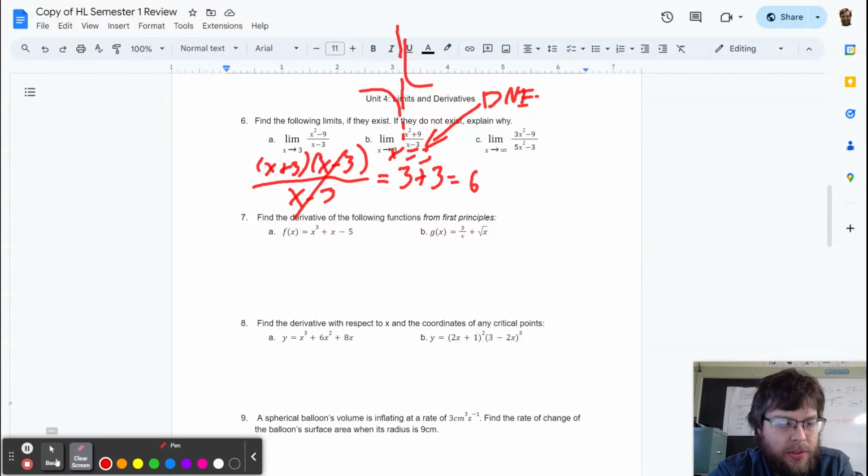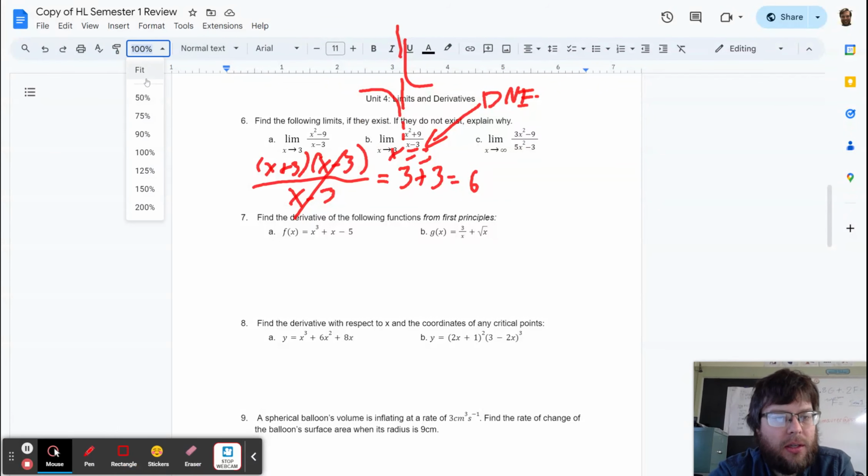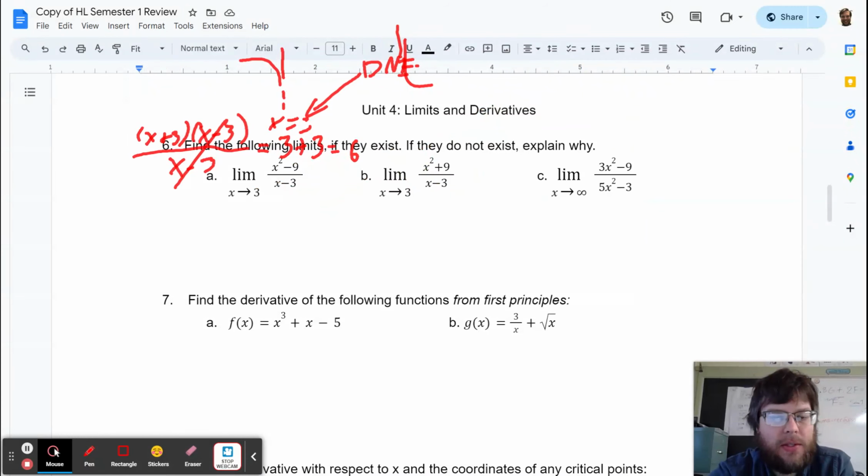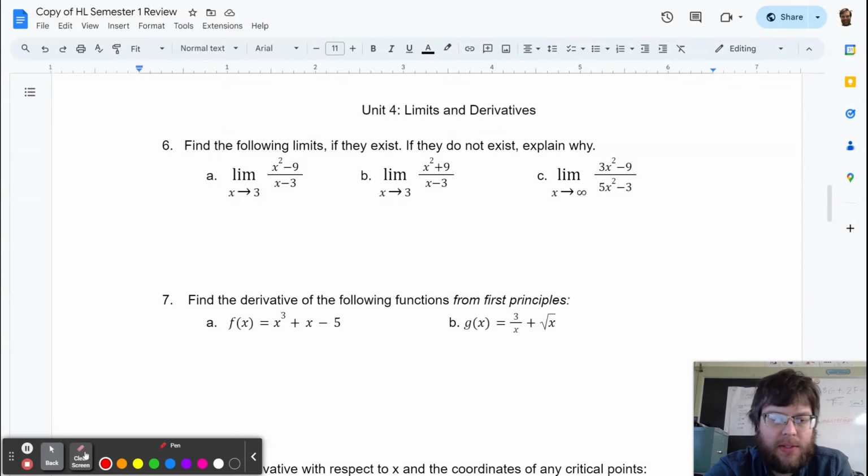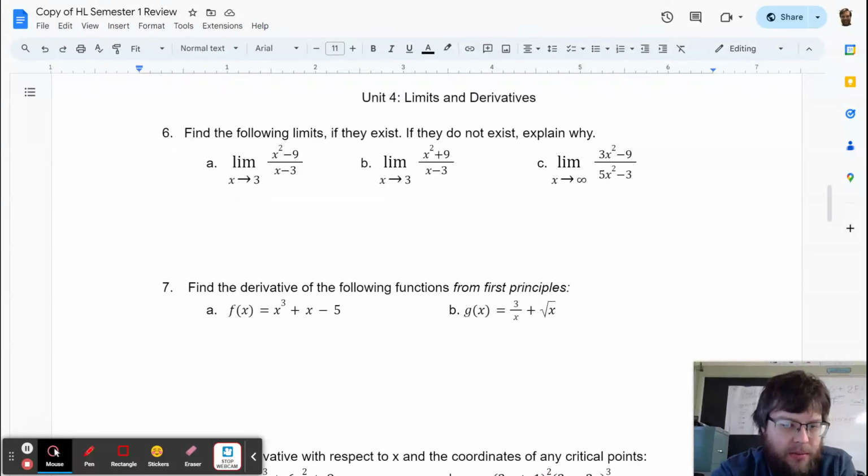Let me do this. I'm going to zoom in a little bit so we're not wasting so much space. Great. Okay, so then the third one, limit as x approaches infinity. Because they both have x squared in them, then the limit's just going to be 3/5, the ratio of the leading terms. Great. All right, moving on down, finding the derivative from first principles.